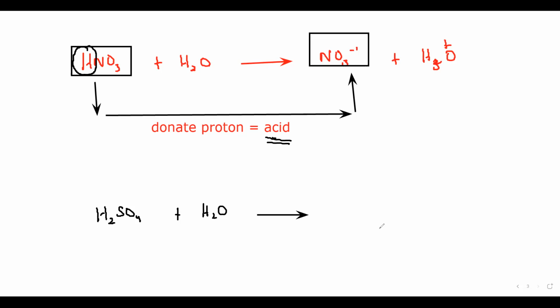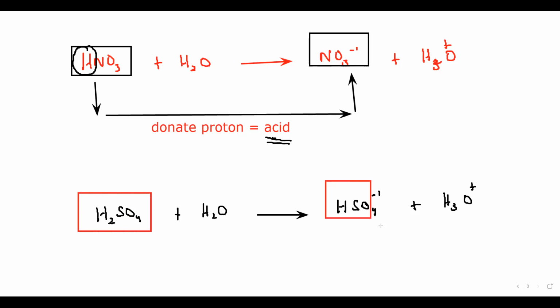When it reacts, it turns into HSO4 minus and H3O plus. We want to identify in the question which one is an acid. So how to identify which substance is an acid? We have to check the substance before and after the reaction. Before the reaction, it had 2 hydrogen. After the reaction, it has 1 hydrogen. So what is this substance? Acid, or is this the acid?